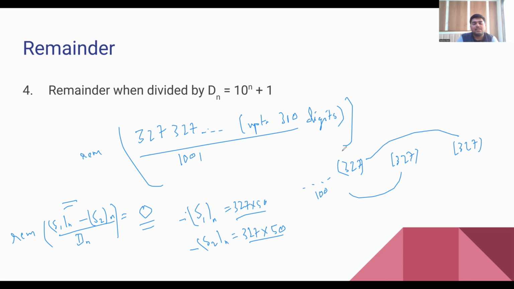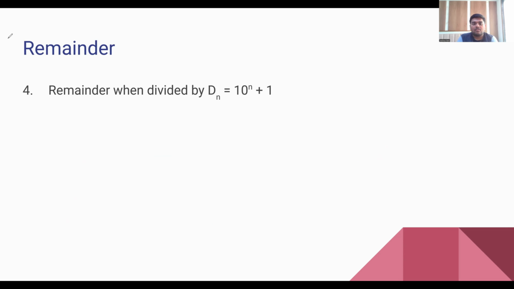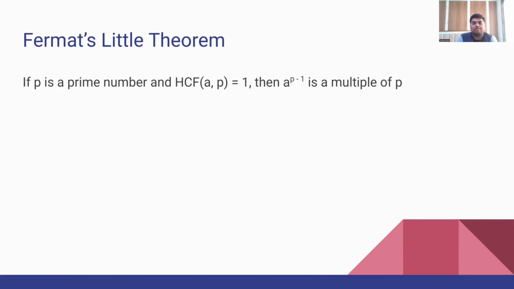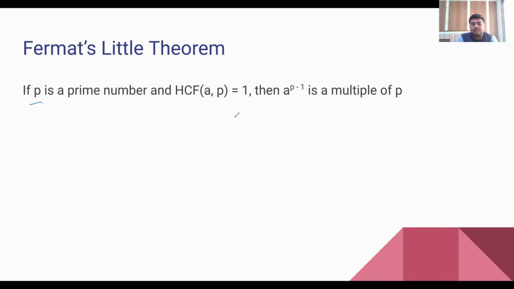Then there is one more thing, which is Fermat's Little theorem. Now this theorem is applicable when the divisor is a prime number and the HCF of the base and the divisor is 1. So a to the power p minus 1 is a multiple of p. In that case, a to the power p minus 1 minus 1. Okay, so here there will be one more minus 1.